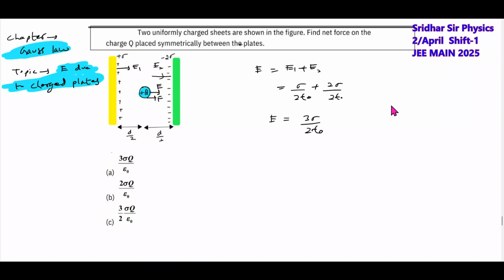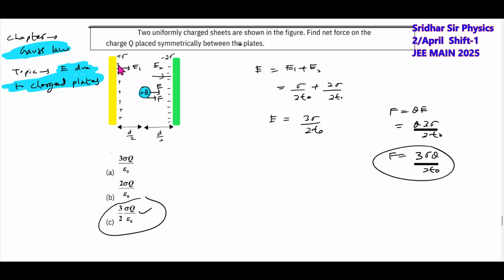Then the force acting will be F equal to QE. So Q times 3 sigma by 2 epsilon naught, or 3 sigma Q by 2 epsilon naught. This is the force acting on this charged particle. And this will be your answer.